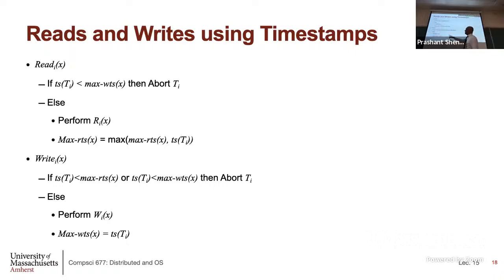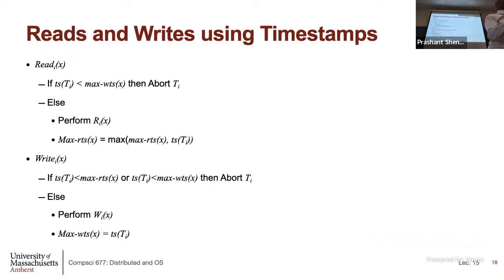Okay? And then you essentially have a write operation. So you say if the timestamp of the transaction is less than the max read timestamp or less than the max write timestamp, you will abort. Because what this is saying is you are trying to write to a data item that a newer transaction has already read. That's a read-write conflict. Or you're trying to modify a data item that someone else has already modified. That's a write-write conflict. In either case, you'll abort the transaction. Otherwise, you'll perform the write and update the max write timestamp.